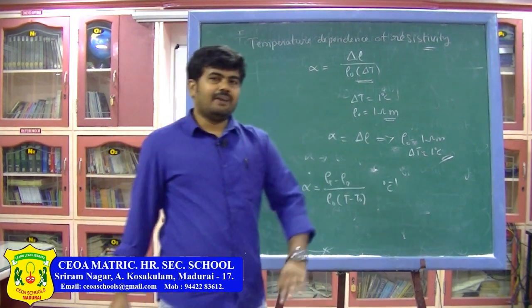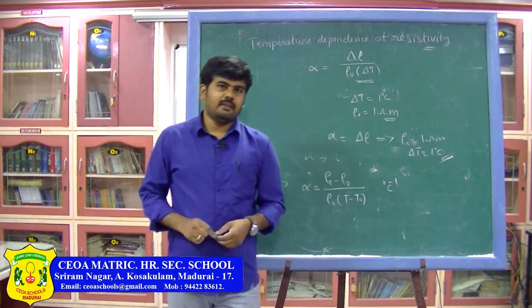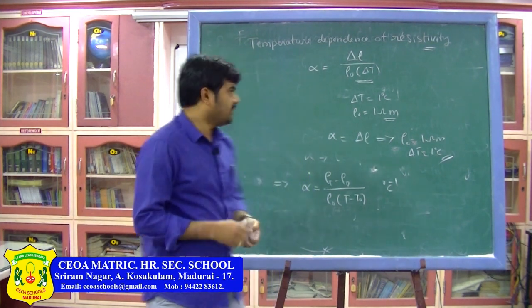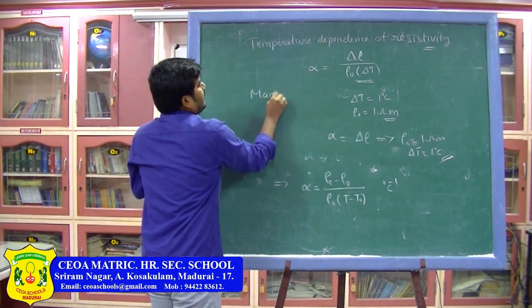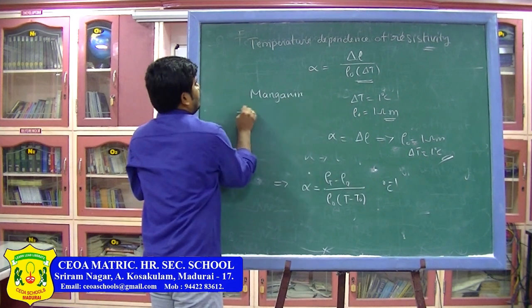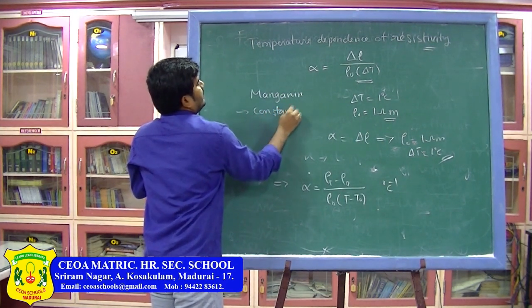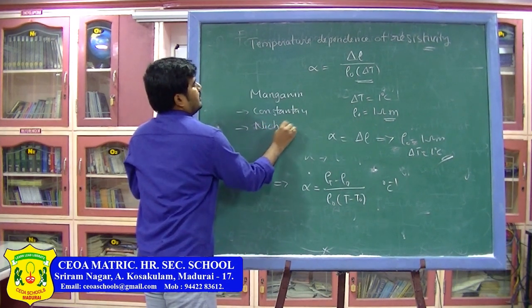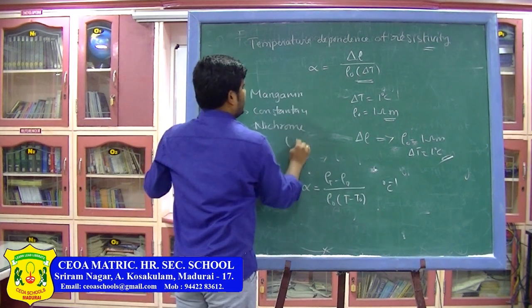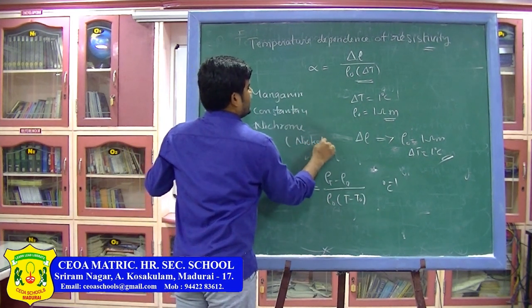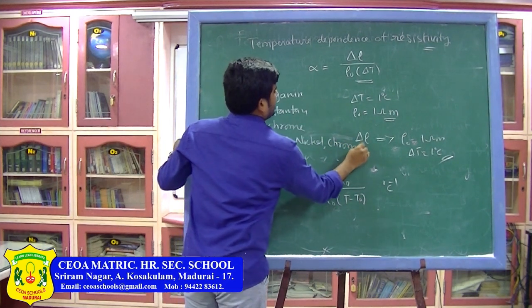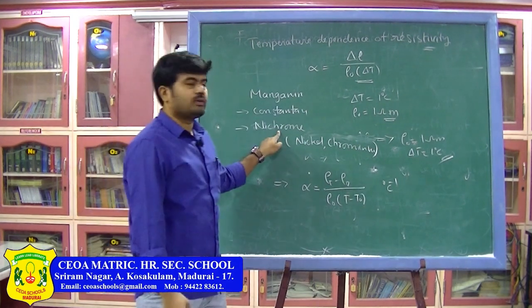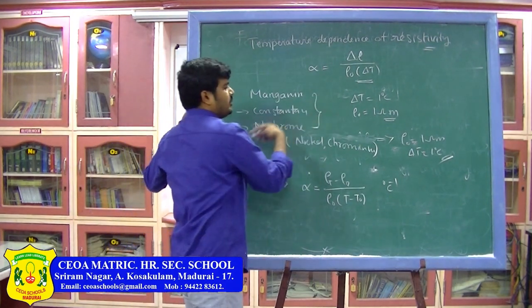Now in the last class, in the previous classes, I told you some materials are selected for making wire bound resistors, like manganese and constantan and nichrome. Nichrome is an alloy of nickel and chromium. So nickel and chromium alloy is nichrome material. So these materials are generally preferred for making wire bound resistors.